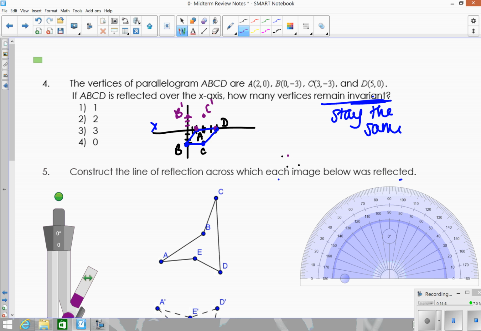A prime and D prime are going to stay right in place because they're on the line of reflection, so you don't have to travel anything. So those are going to be invariant points. They stayed the same. So there's two of those that are going to stay locked in position. So that's the answer for that one.